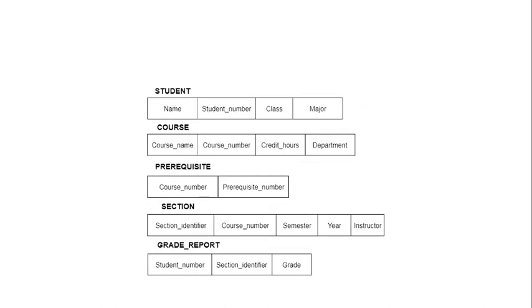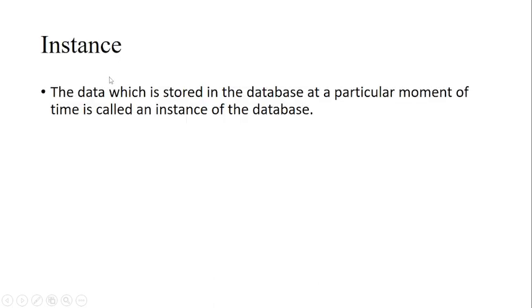So schema is the overall skeleton structure which is created by the database administrator, and it will show only the attributes without the data types, its constraints, and who has created it. So this one is the schema. So instance is very easy.